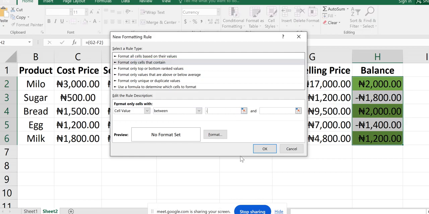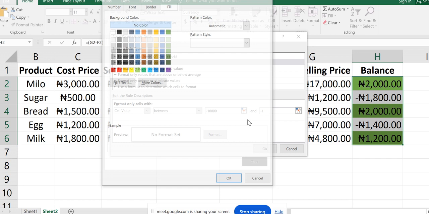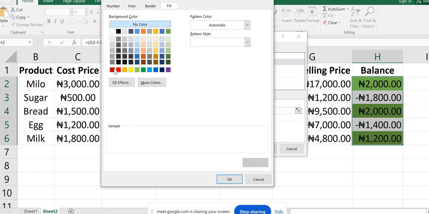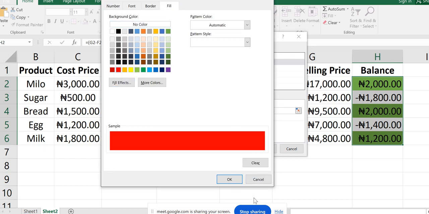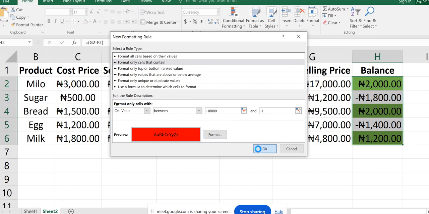Let me just use a bigger negative number, -10,000 and -1. That is what we want to use. Format. What are we using? You use your red or anything you want to use. You press OK and you press OK.